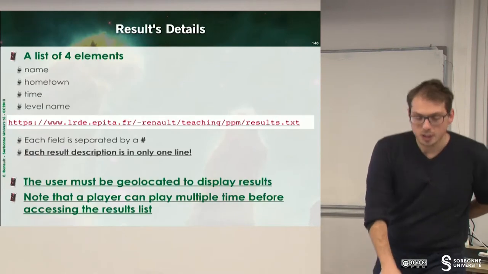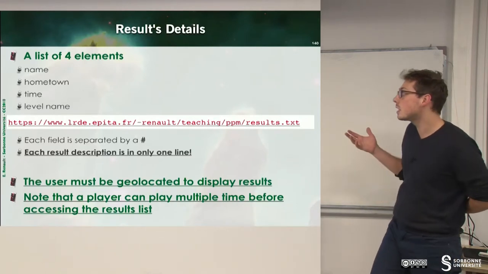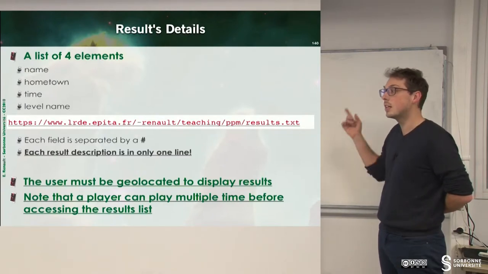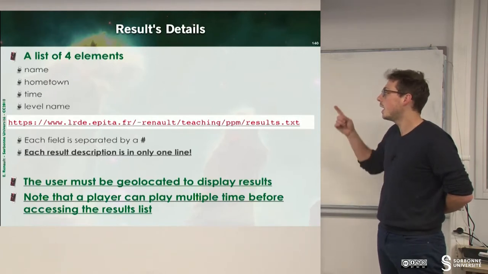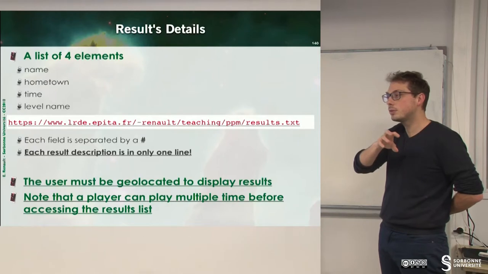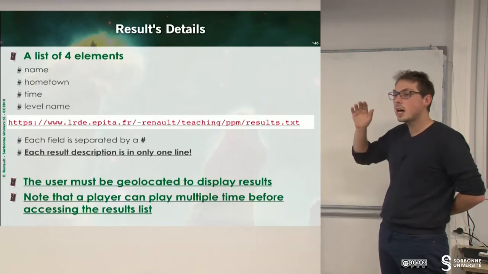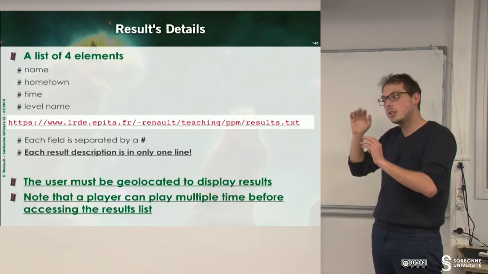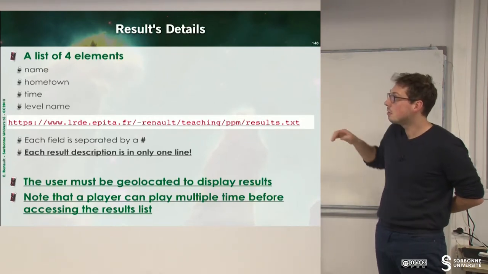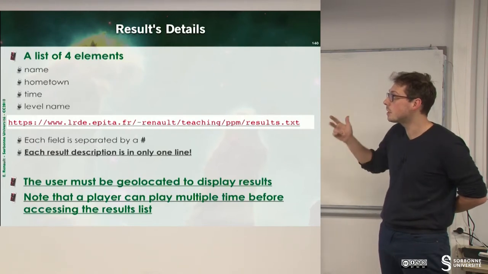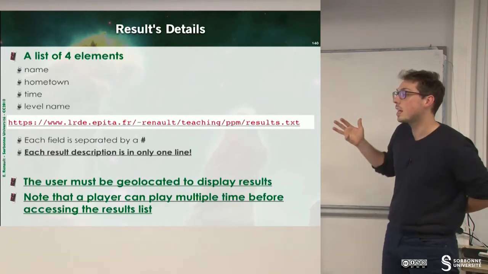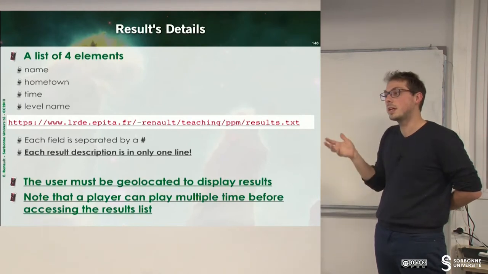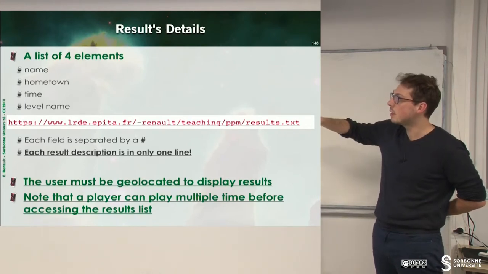Okay? The result detail, which is the statistic of all the elements, you can find the result here. You will have to download it during the application. Okay? And you can ask for the other file you have to download. Assume that only new lines will be added. Okay? No lines will be removed, but only new lines will be added. And this file only contains four elements: the name, the hometown, the time, and the level name. So for instance, here I played Paris, and I was in Huy for playing. So my hometown is Huy and my level name is Paris.